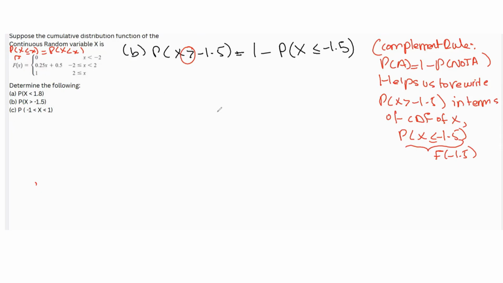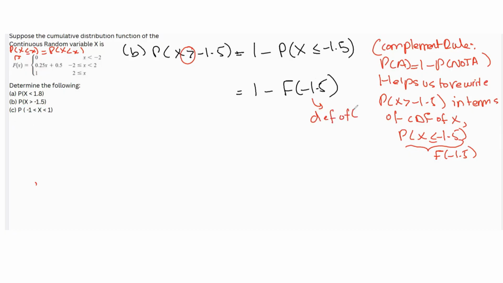So we're using the complement rule here because we want to use the CDF to answer this probability question. So we want to rewrite this probability first using the complement rule in terms of the CDF of x. Now we can write this as 1 minus F(-1.5). We're just using the definition of the CDF here.